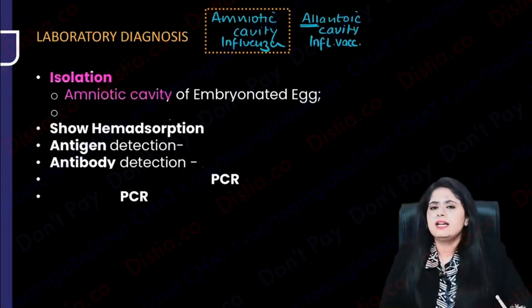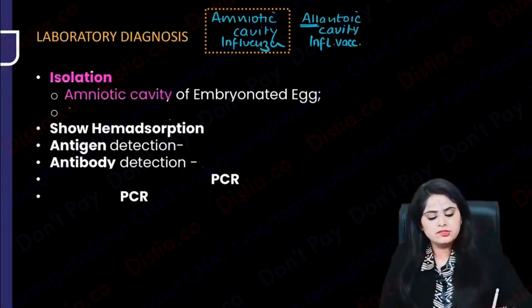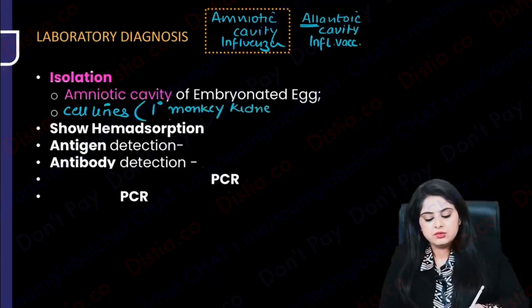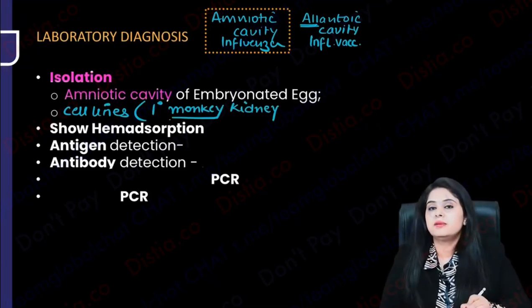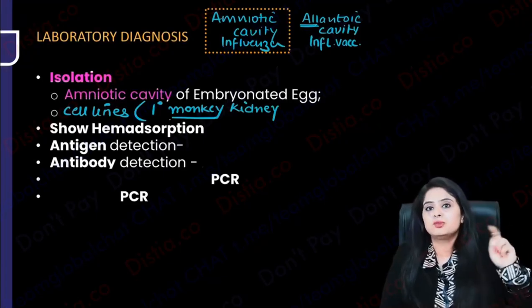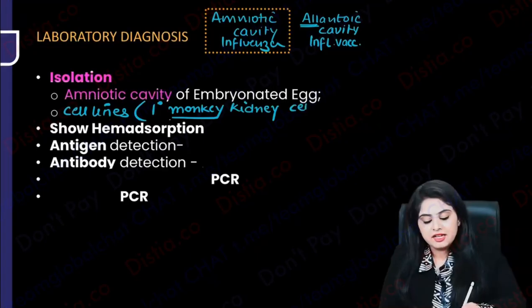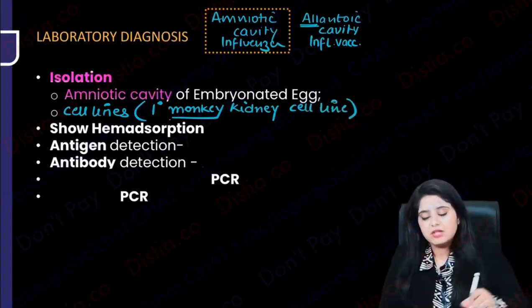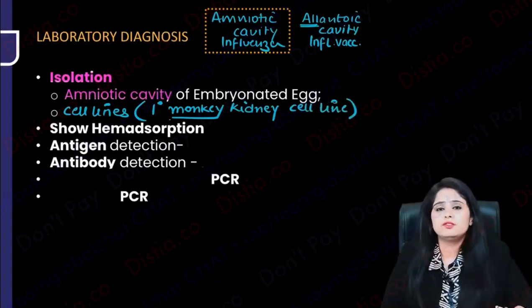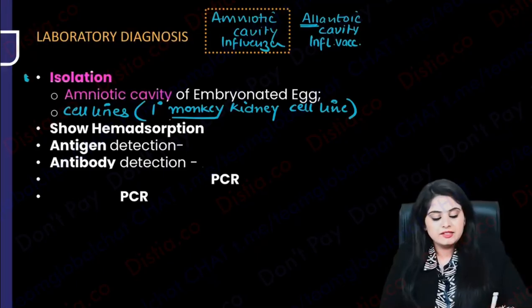Fine. Other than that, I told you that you are also going to use cell lines. Whenever you don't have an egg, you are going to use cell lines. For this, you can use the primary monkey kidney cell line. Monkey kidney cell line can be used, which is, I told you, rhesus monkeys are primates, so they are primary cell lines. See, again and again I'm telling you, your general virology chapter has to be very strong because that is 50% of this virology section. Okay, isolation is done.